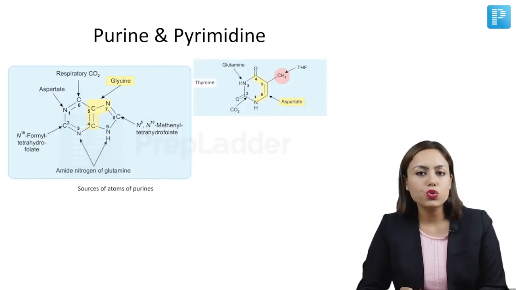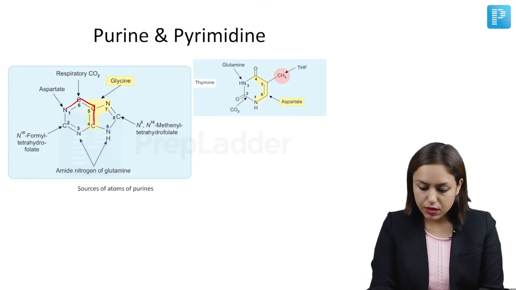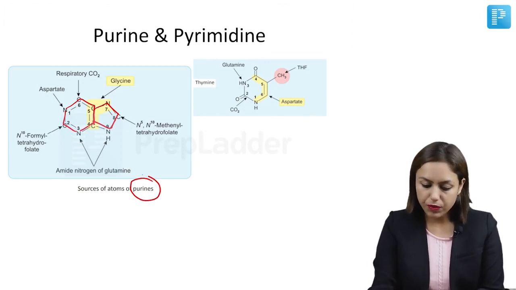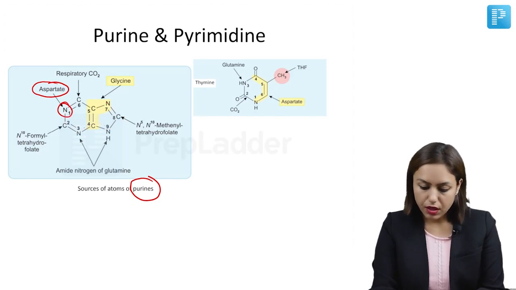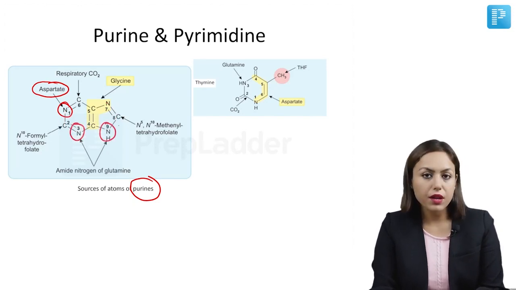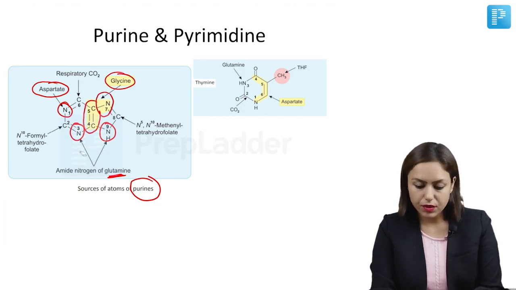Now you have to learn the sources of nitrogens and carbons of purines and pyrimidines. So look at this picture. This is the hexacyclic ring and this is the pentacyclic ring joined to it. This is the structure of purine, right? In case of purine, N1 comes from aspartate, okay? Then N3 and N9 come from glutamine, okay? Then N7 comes from glycine. Also C4 and C5 come from glycine, right?